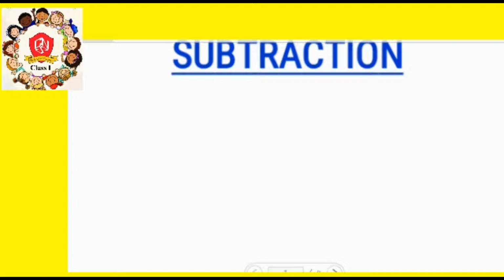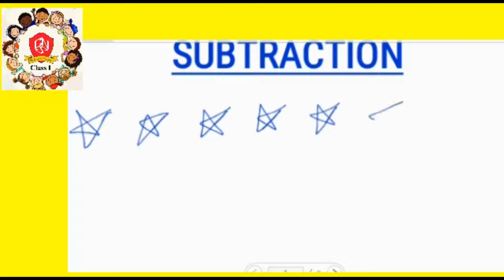Suppose I am having a group of stars with me. Let us count how many. 1, 2, 3, 4, 5, 6, 7, 8. Suppose I am having 8 stars with me. So I am writing 8 here.